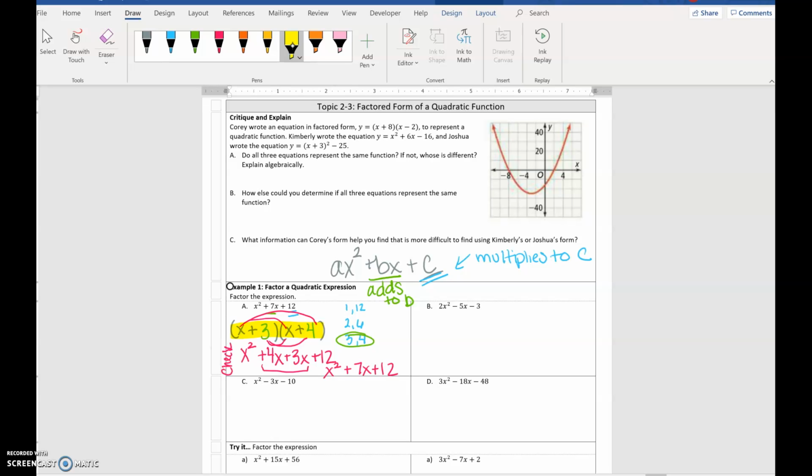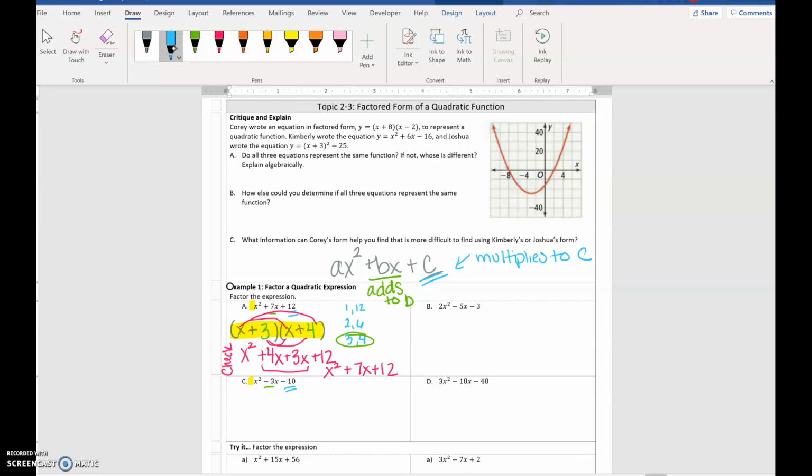Okay, so let's look down at, actually, we're going to go out of order. I know this is B, but we're actually going to go to C, because for these two, if you look, A is 1. So there's no little number in the front. That's what I'm looking at right now. So let's look at this one here. Again, we are going to find what multiplies to negative 10 and adds to negative 3.